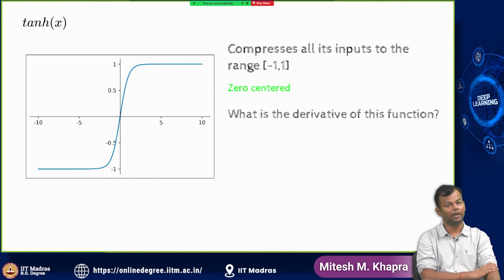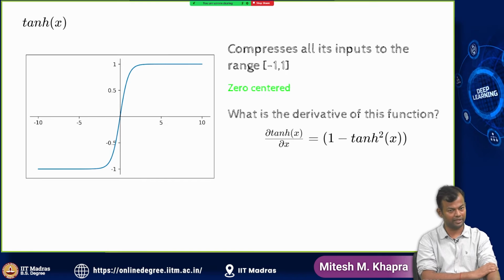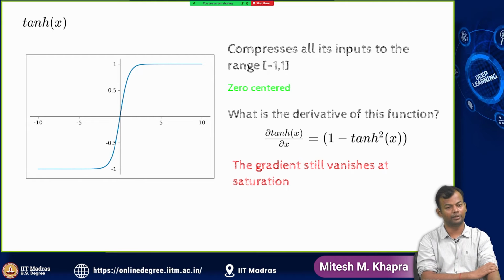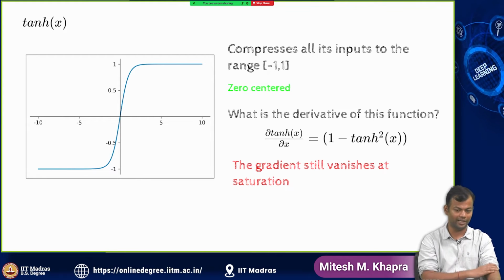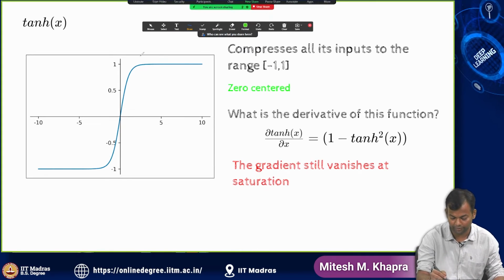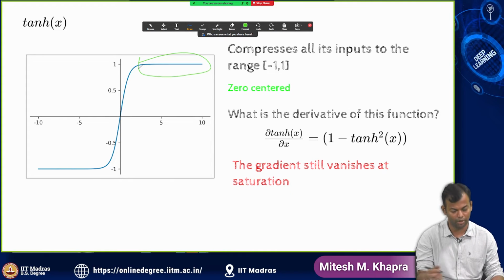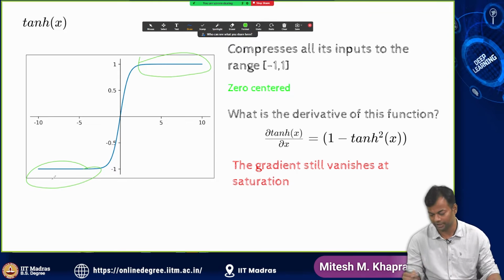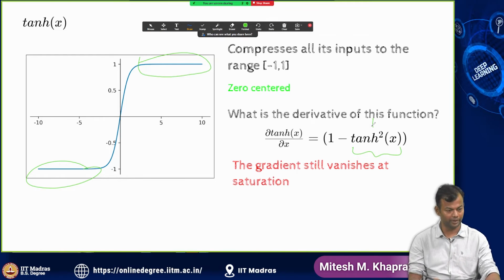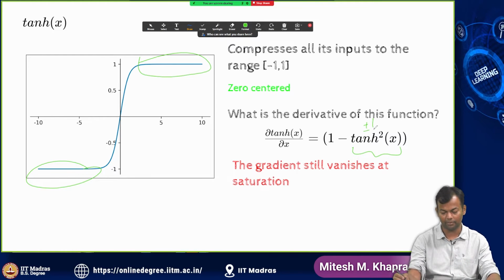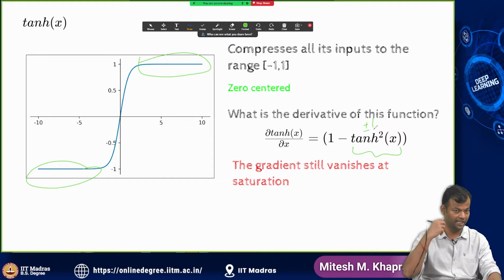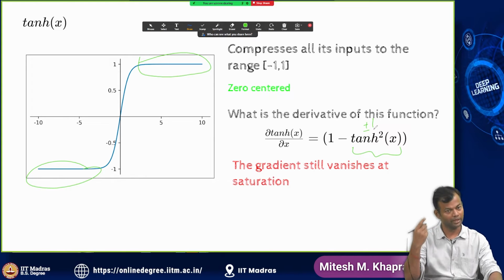It is zero centered, but let's see what the derivative of this is. The derivative is 1 minus tanh squared x, and again at saturation the gradients will vanish. You don't even need to look at the formula. It's the same problem as the graph itself shows you: if the function value lies here, then the derivative is very small or zero. Same thing here. And if you look at the formula, when tanh squared is 1, your derivative would be 0, whether the value is plus or minus 1. So that's again clear.